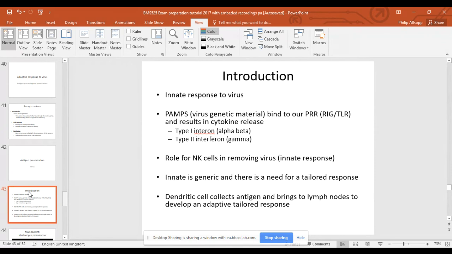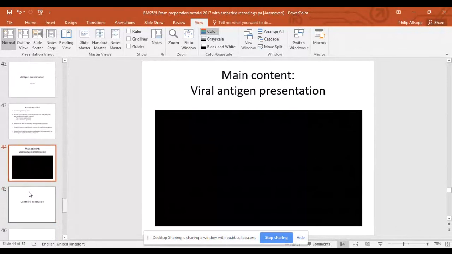Then you're going to go on to say, okay, an innate response is useful, but there's a real need for a tailored response against the specific virus that has infected the body. One way that we achieve that is through activation of the adaptive response. What kicks off the adaptive response is the antigen presenting cell. In this case, it's generally the dendritic cell that will collect an antigen and bring it to the lymph nodes. But also the infected cell itself will express MHC1 in terms of antigen presentation.